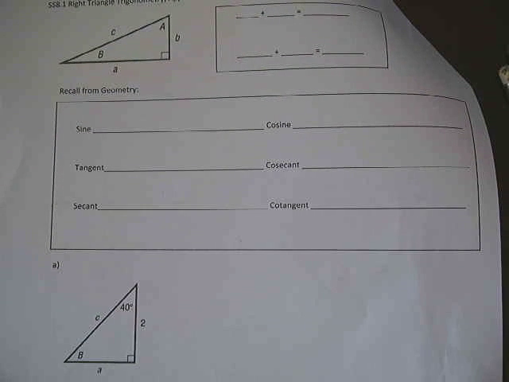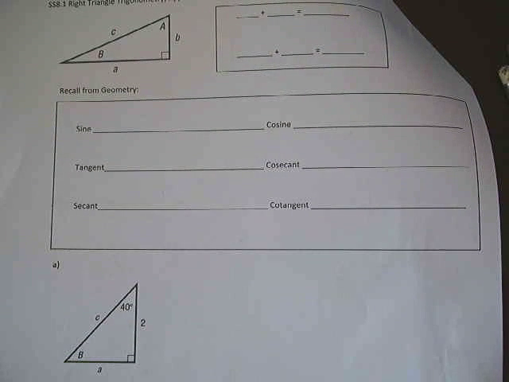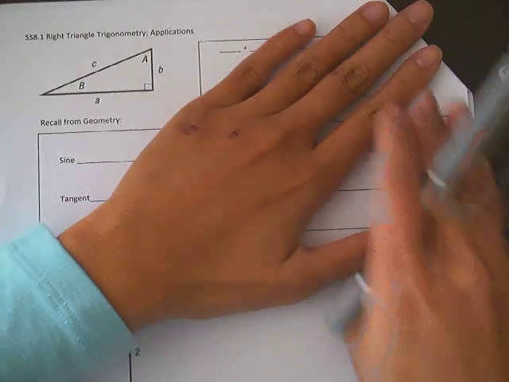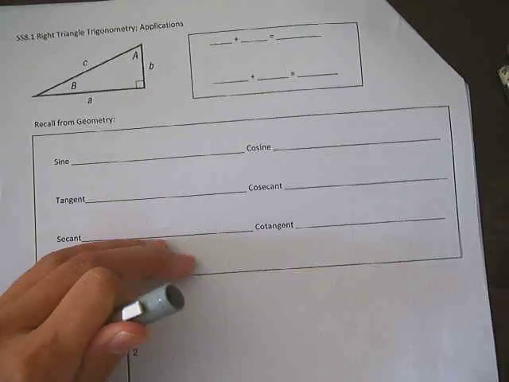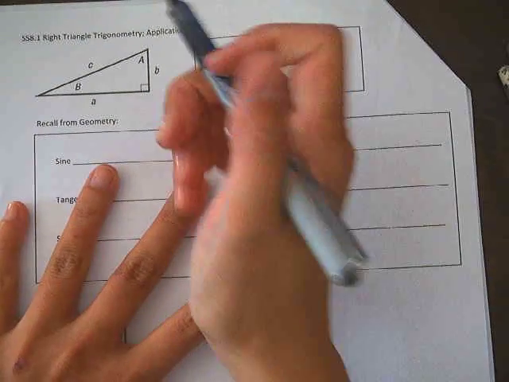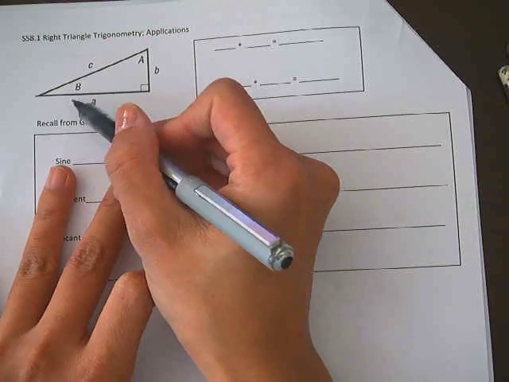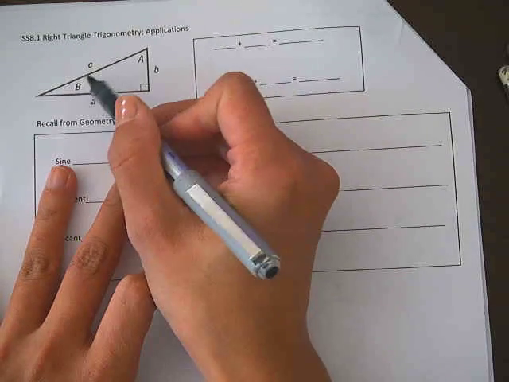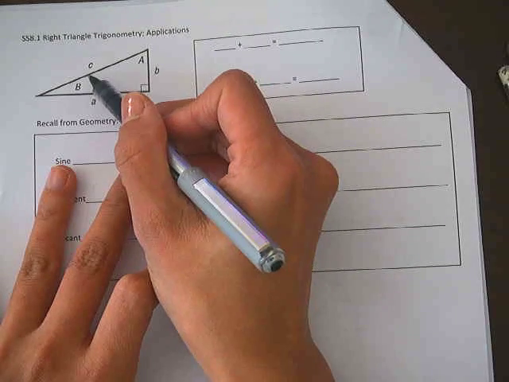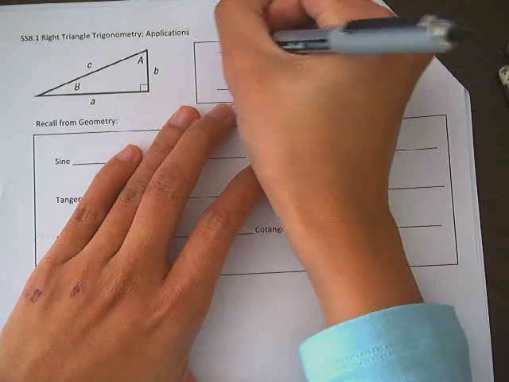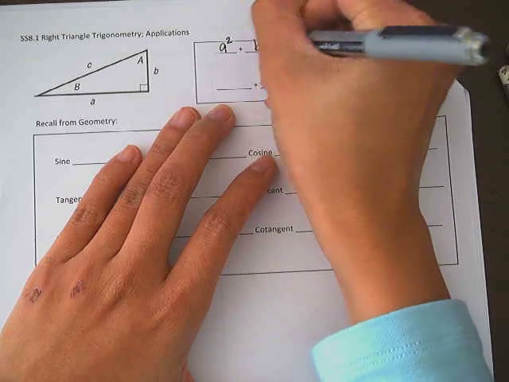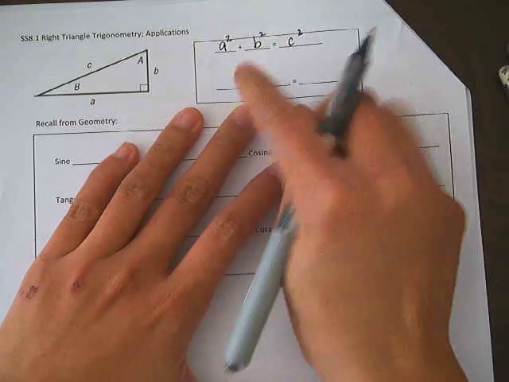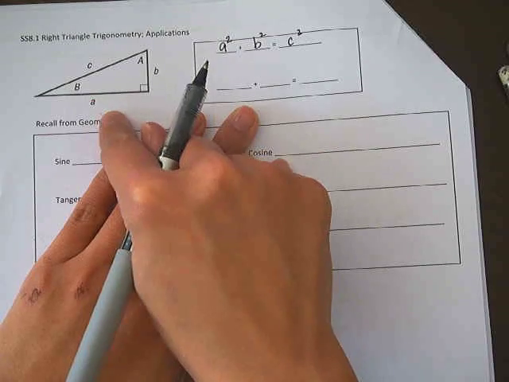We're going to start with the right triangle. If you can recall from geometry, we can use the Pythagorean theorem. Pythagoras said that if I take this base and square it, add this base squared, it should equal the hypotenuse squared. So a squared plus b squared equals c squared. This is only true if this is a right triangle.